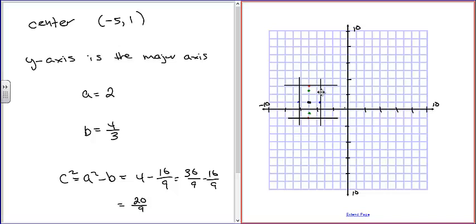So let's reposition these so they're as accurate as I can get. And then you can draw your little baby ellipse in there, little bean.